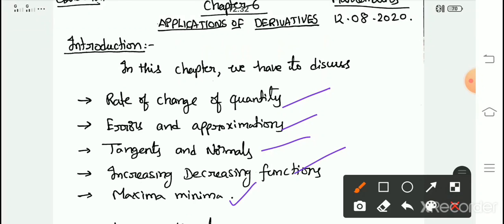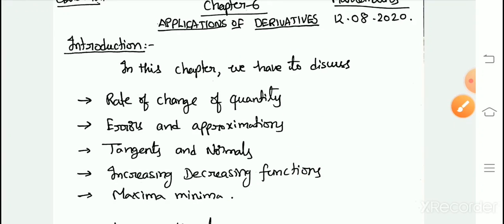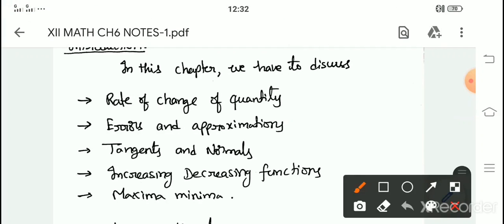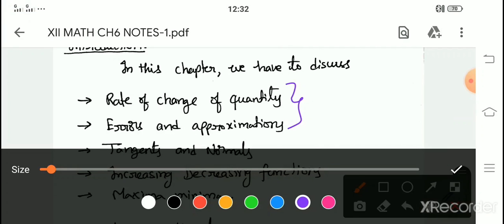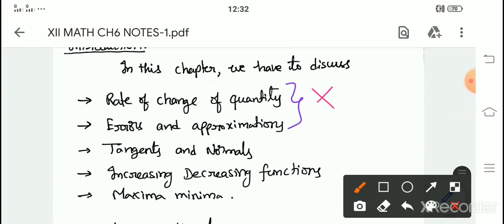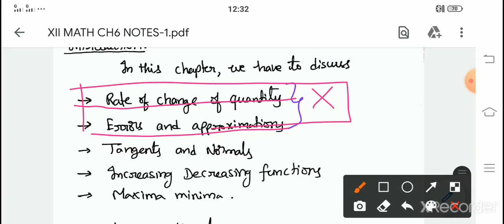But you know very well that this year the CBSE has revised the syllabus. CBSE has cut some topics for 2020-21. The first 2 topics were deleted from the examination point of view. If you want to learn them, you can learn these 2 topics, but from the examination point of view they have been deleted.